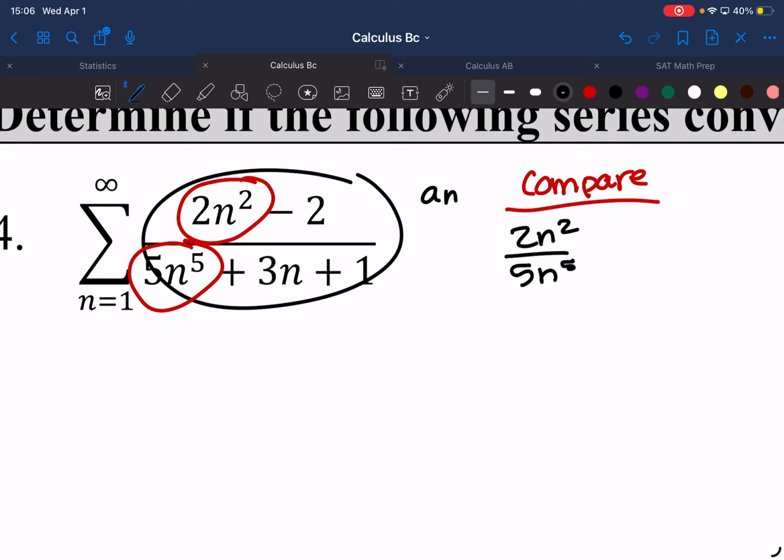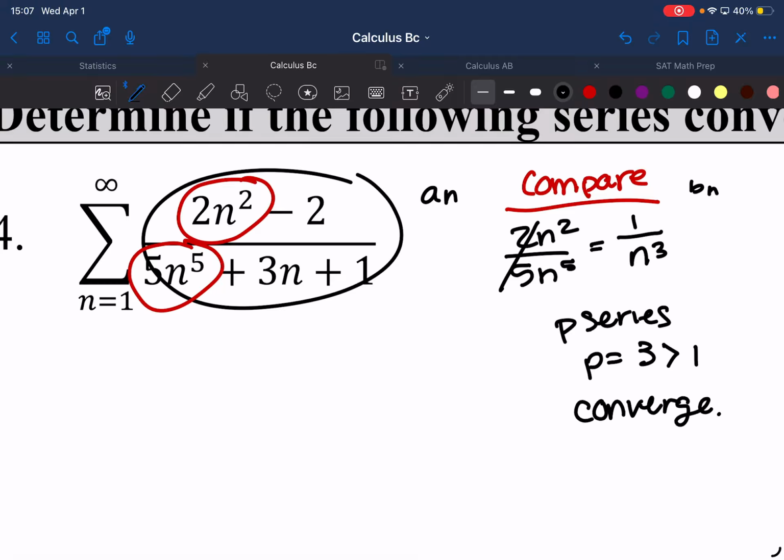For these comparison problems, we do not care about any coefficients, so I'm just going to cross off the coefficients. And then how can I reduce n squared over n to the fifth? This would be 1 over n cubed. So this is going to be our comparison equation, our b sub n. What type of series is it? A p-series, where p is equal to 3. And since 3 is greater than 1, we know that this is going to converge.